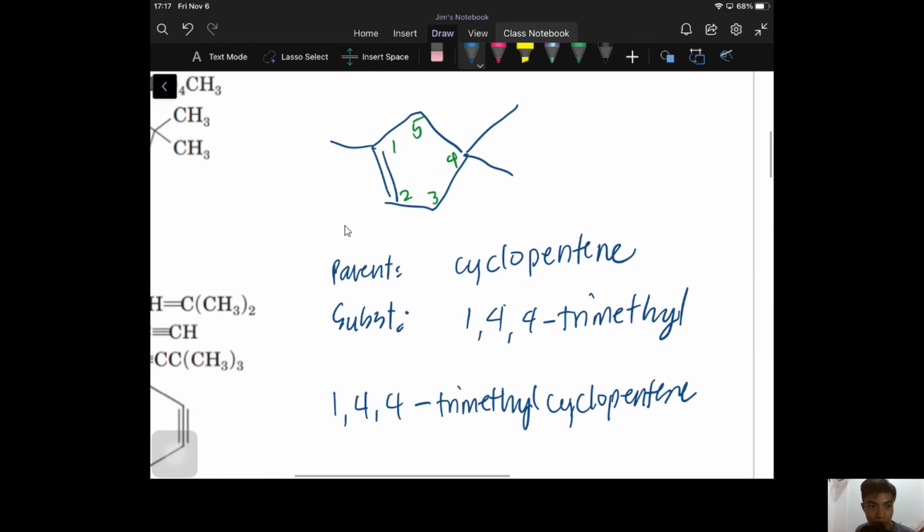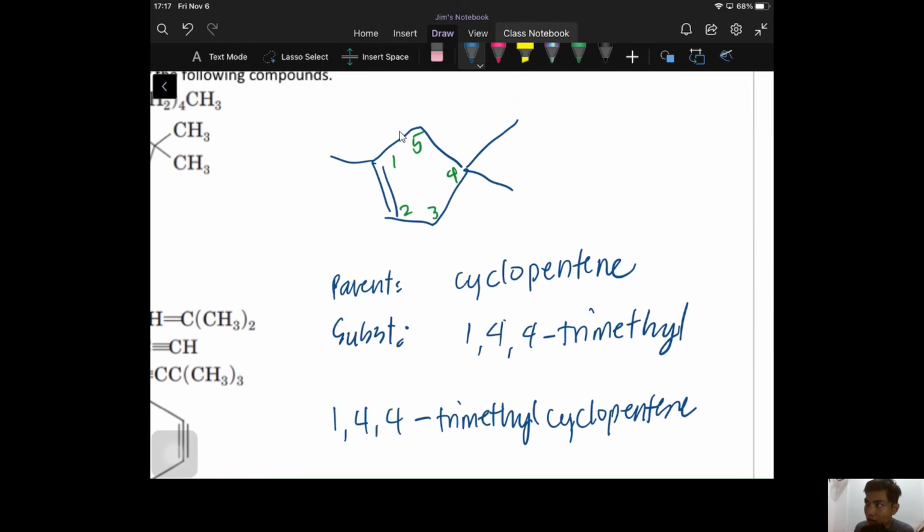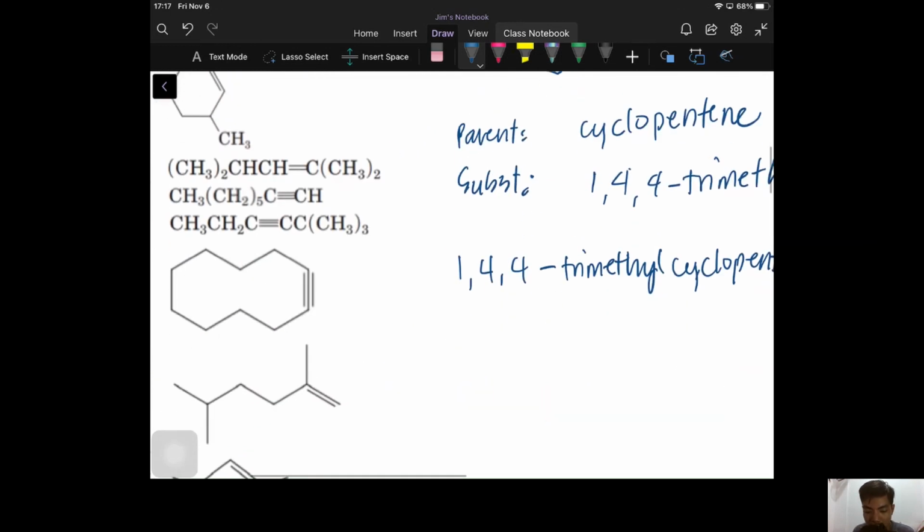So, paano uli yung process? Bilangin yung carbons. Mag-number. Okay? Mag-numbering muna kayo. Then, finally, yung substituent, bigyan mo ng lowest number yung iyong substituents na. Okay? So, ganun lang. Practice pa tayo.